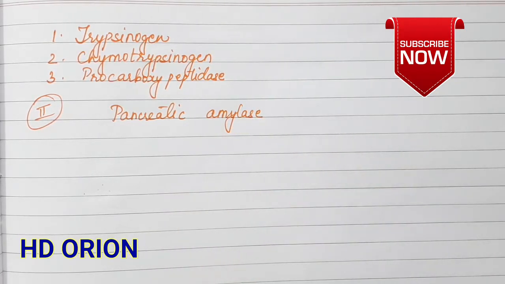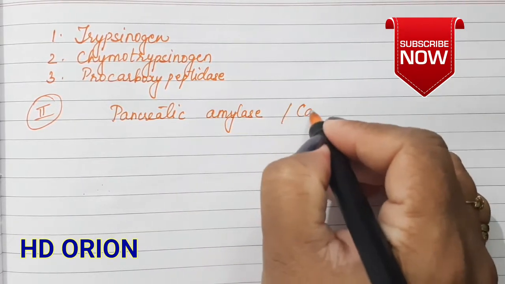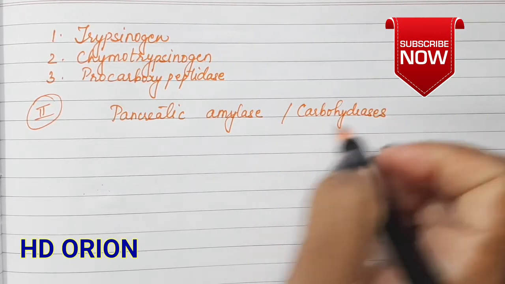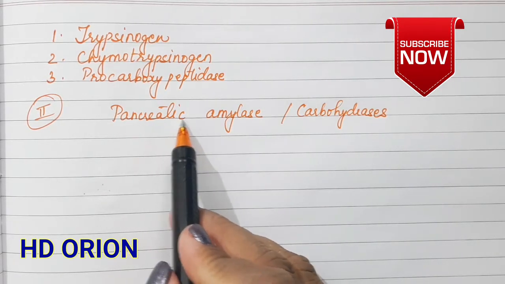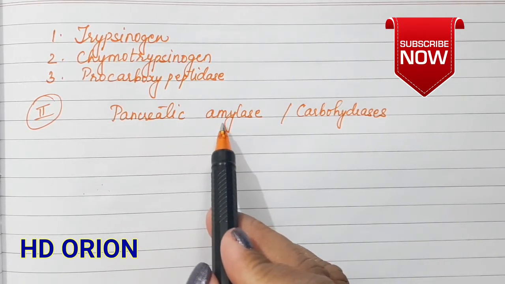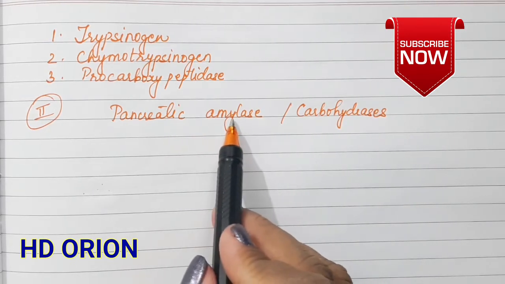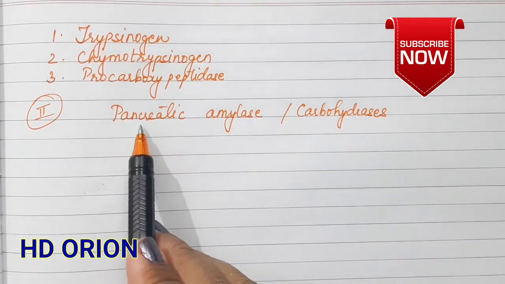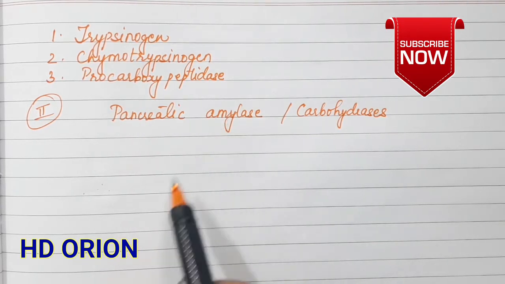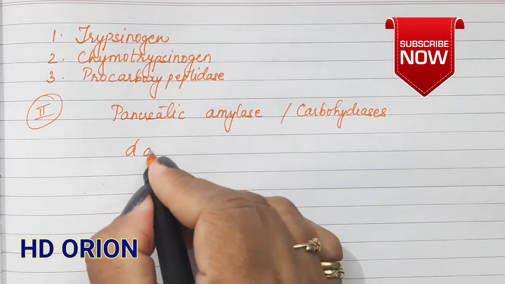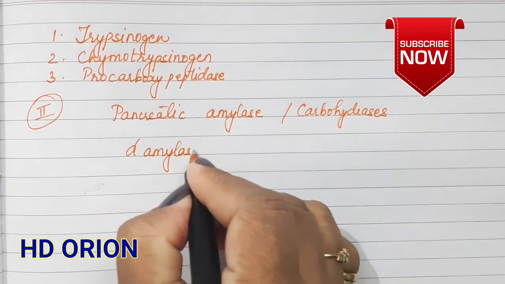This is a carbohydrate digesting enzyme, so we also call it carbohydrase. We are calling it pancreatic amylase because there is one more amylase, which is secreted in the saliva, salivary amylase. But the mode of action is the same. That is present in saliva, so we call it salivary amylase. This one is present in the pancreas, by the pancreas, and so we call it pancreatic amylase. Both of them work on alpha bonds, and so we call them alpha amylases.